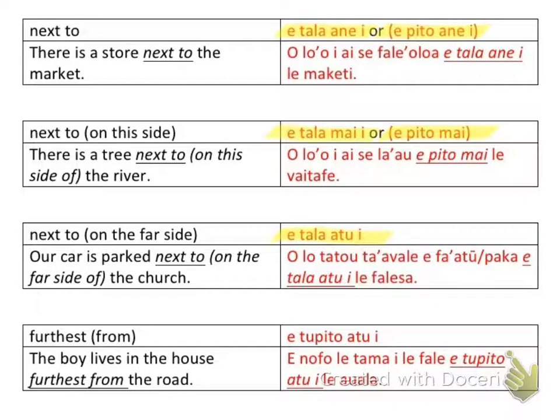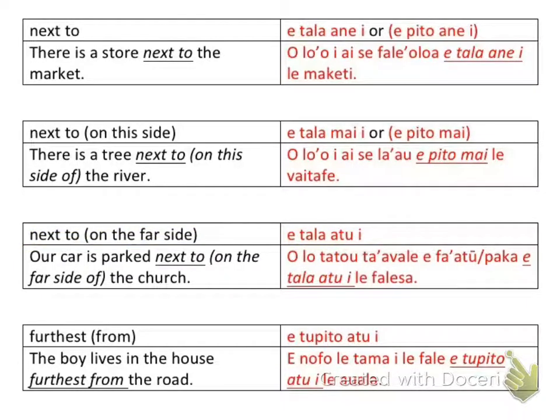And in this case, you can't say pito atu. You can say tala atu, but you can't say pito atu. I made that mistake on my mission, and they corrected me, and they said there's no such thing as pito atu. They were able to understand, it's just that for some reason there's no pito atu. So just remember that in this case, you'll want to use e tala atu i. That means next to on the far side. So our car is parked next to, on the far side of the church. O lo'o tato ta'avale e fa'atu, or you could say paka, e tala atu i le falesa.